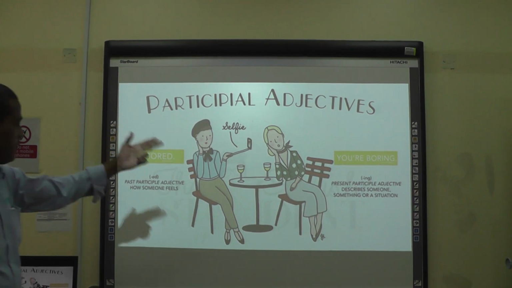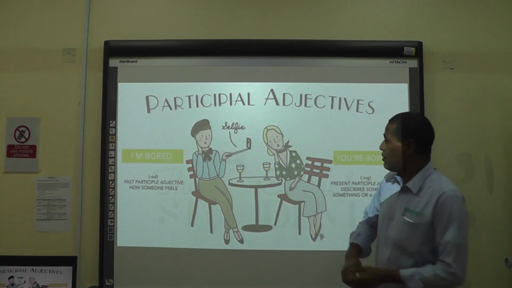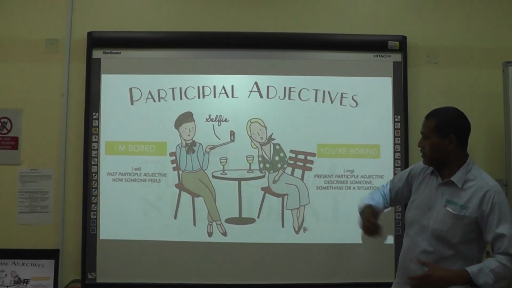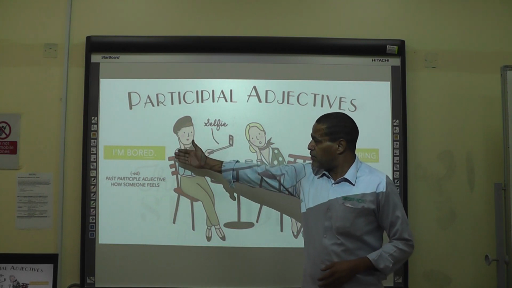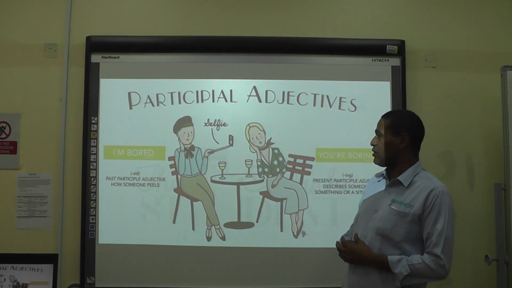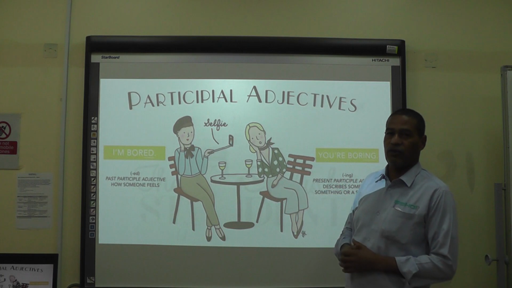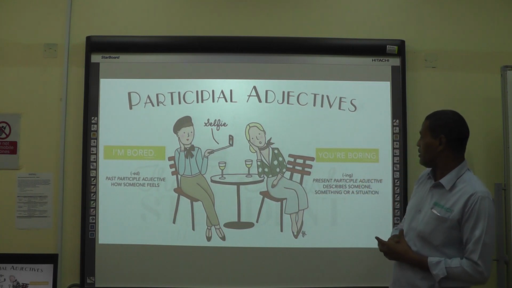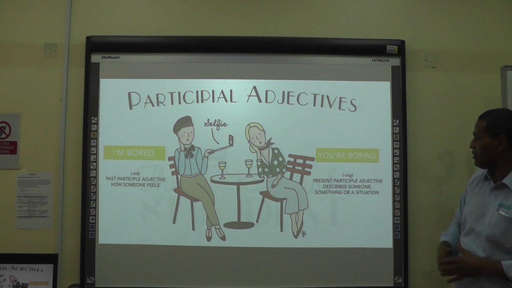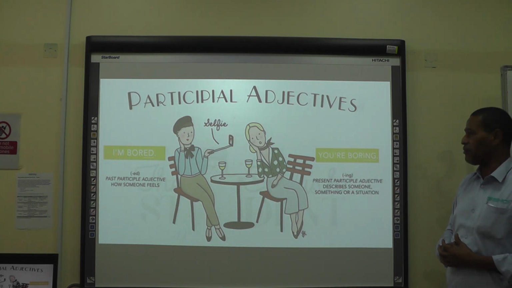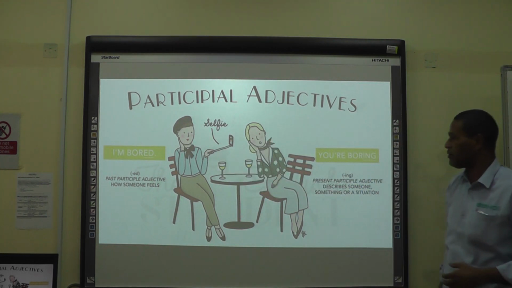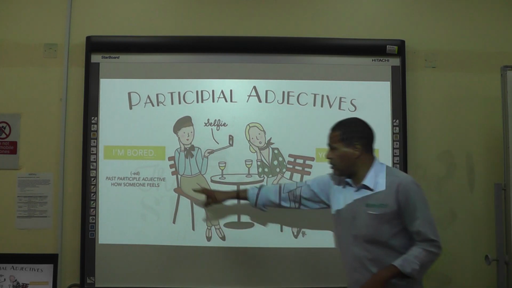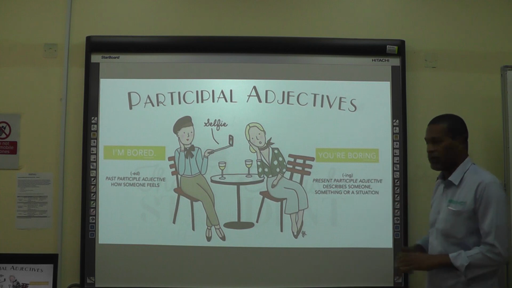Look at this example. This is Mary and this is Susan. Mary is telling herself, "Oh, I'm bored." That's why she's using her cell phone to take some selfies. While Susan is telling herself, "Oh, you are boring," and she means Mary. What is the difference between these two words, bored and boring?